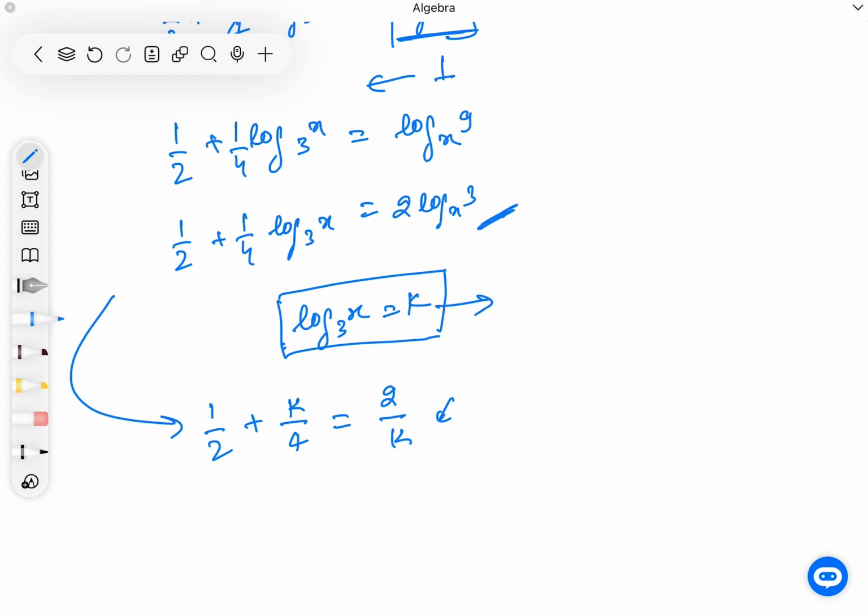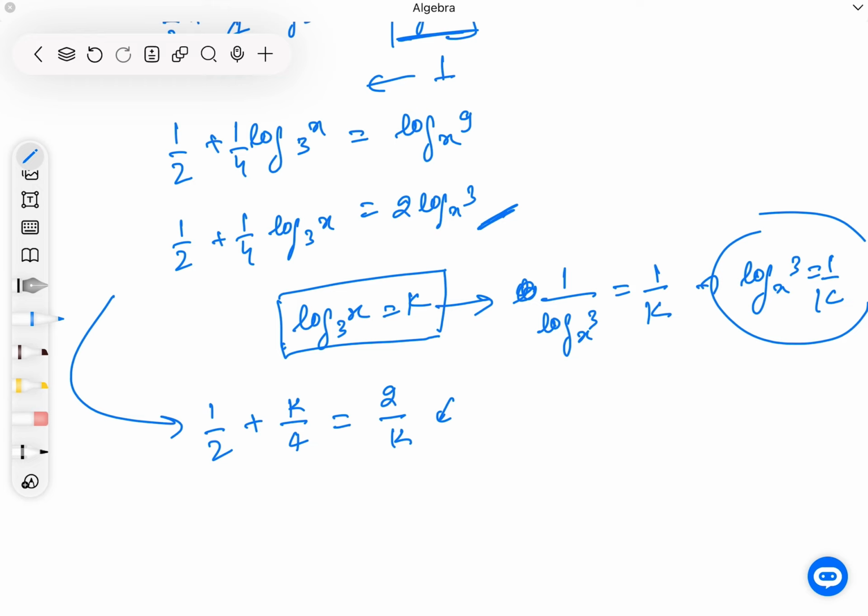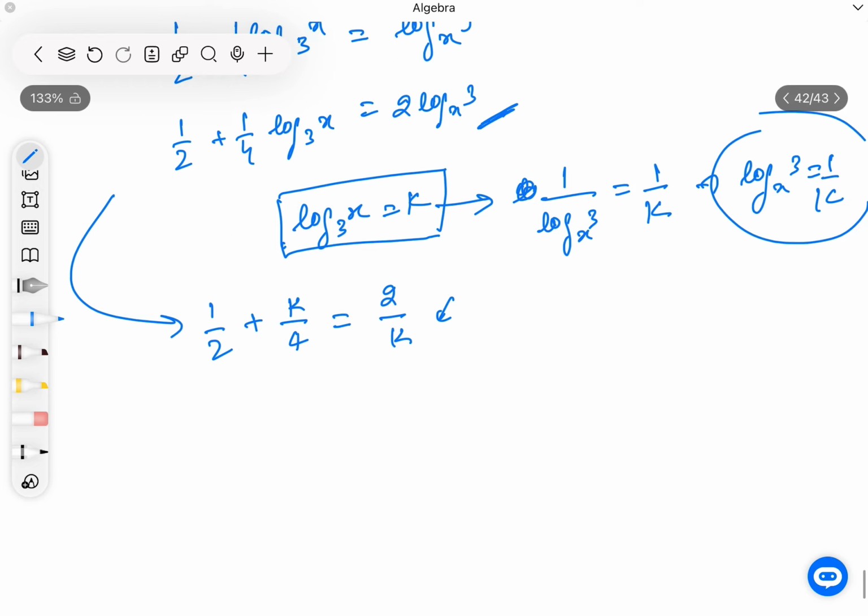Log x with a base of 3 is k. So 1 upon log of x base 3 should be 1/k, which is basically log of 3 base x. Yeah, cool. Now this is 2 by k. So now what can I do? I can just cross multiply or something.